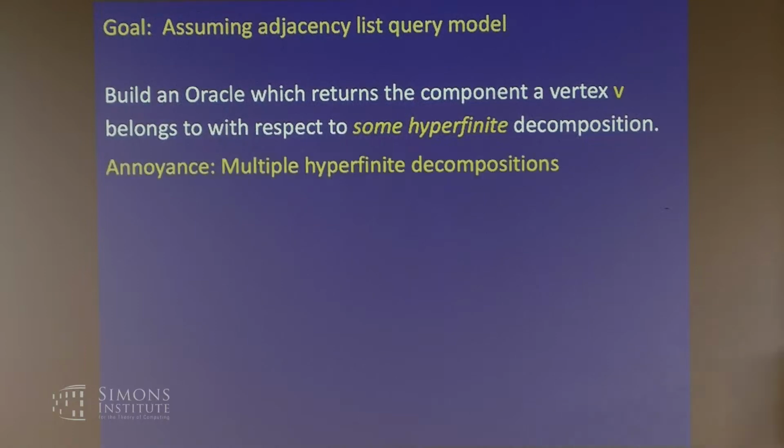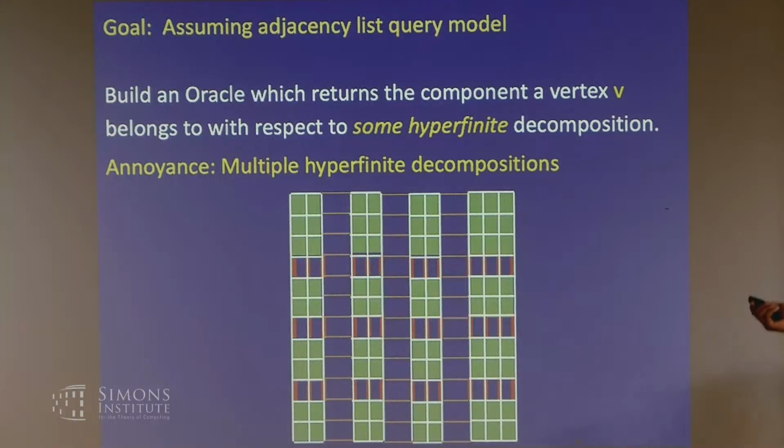The annoyance is this: there can be multiple hyperfinite decompositions that your graph might admit. For instance, this is another hyperfinite decomposition, which is different from the one I showed you earlier. Now the annoyance is that you got a vertex v, and you're supposed to tell me the hyperfinite component containing the vertex v, and I have not told you which hyperfinite decomposition you should use. Should you use this one, or the one on the former slide? All right, so we want to address this annoyance.